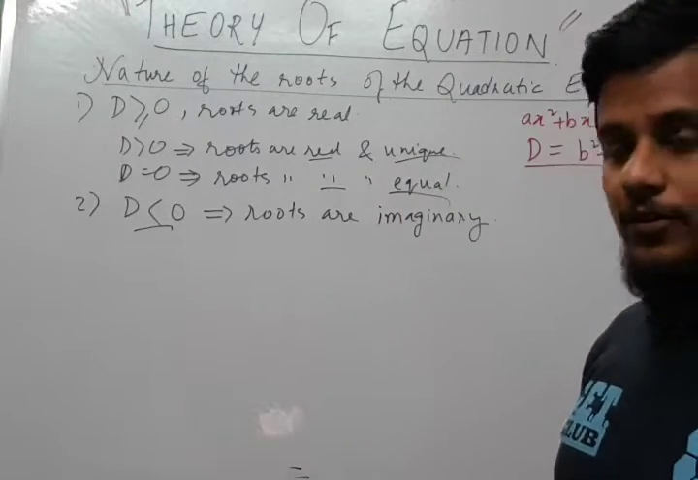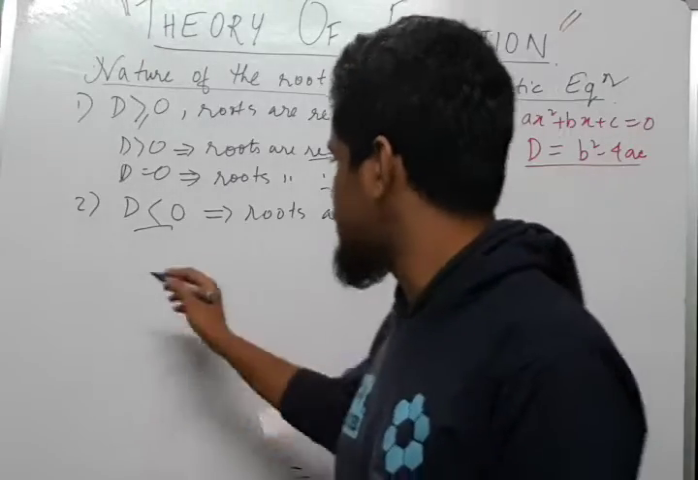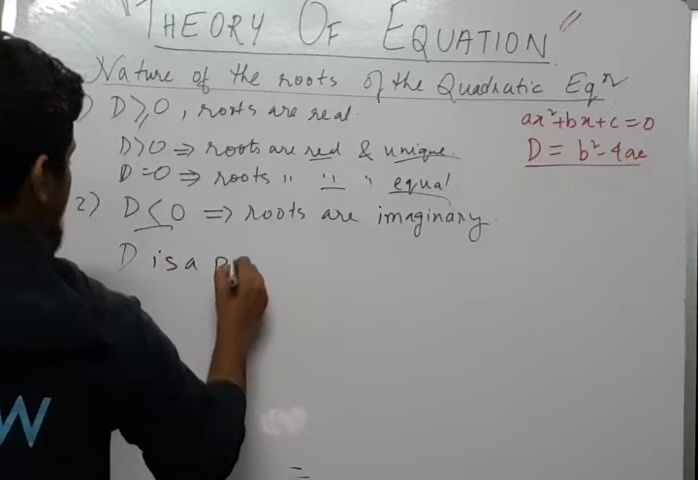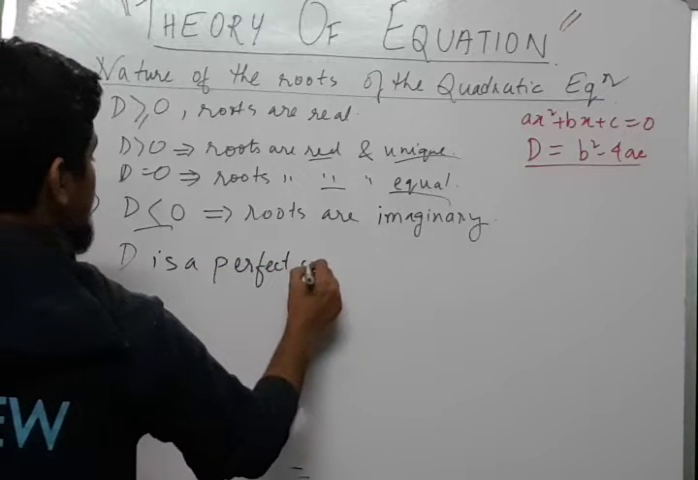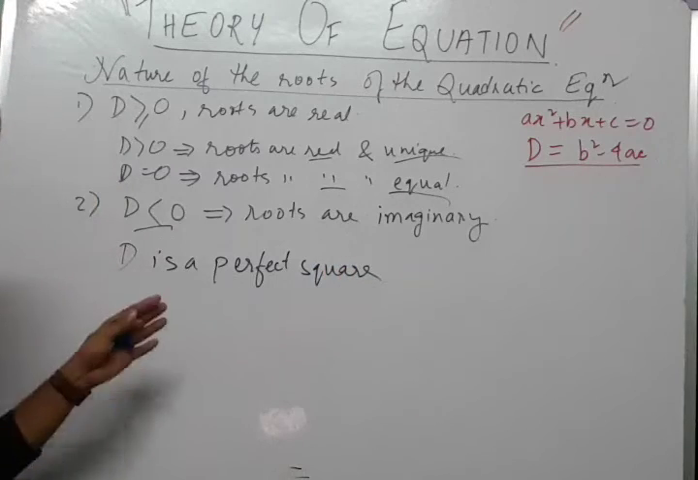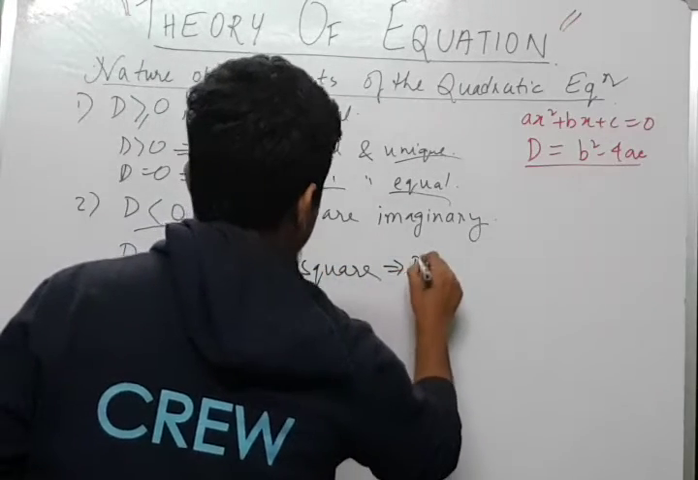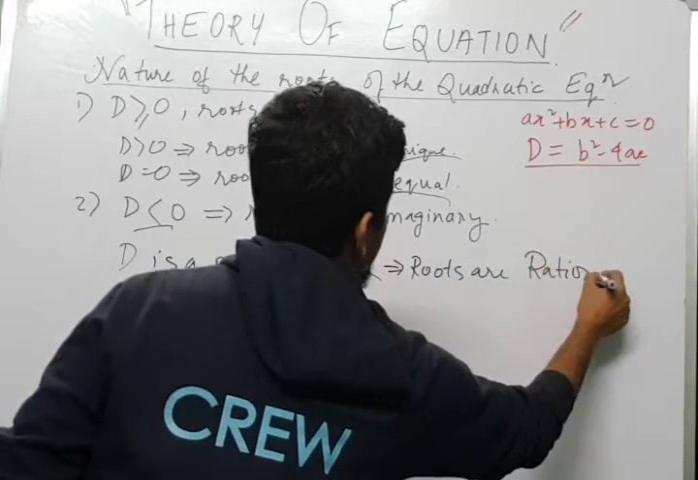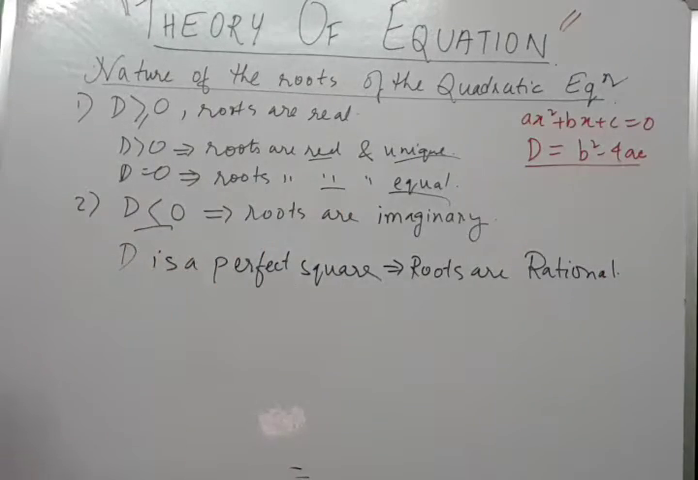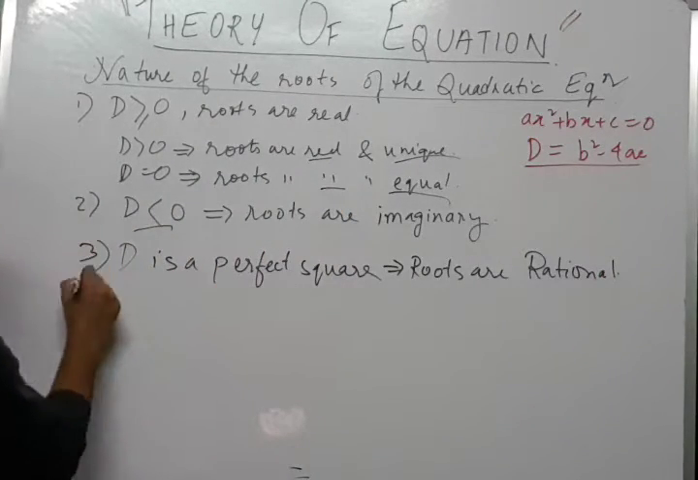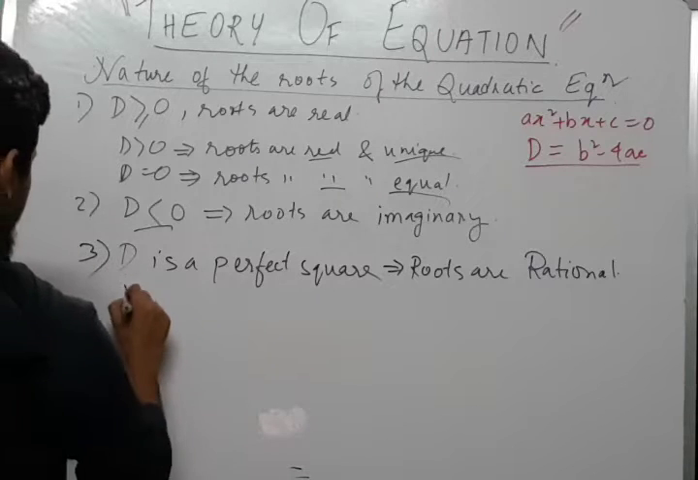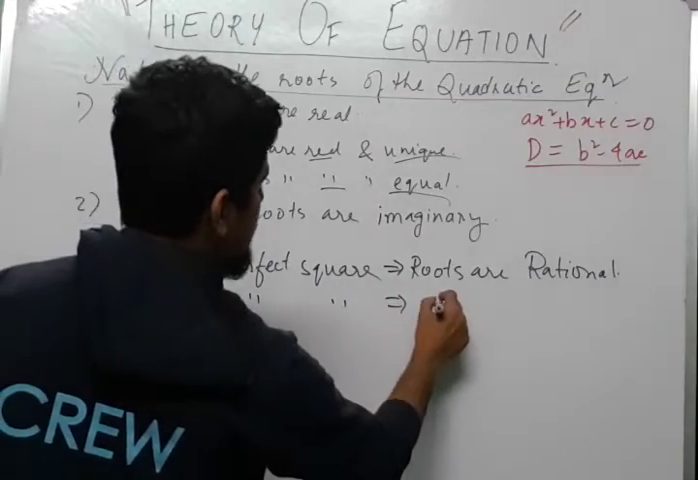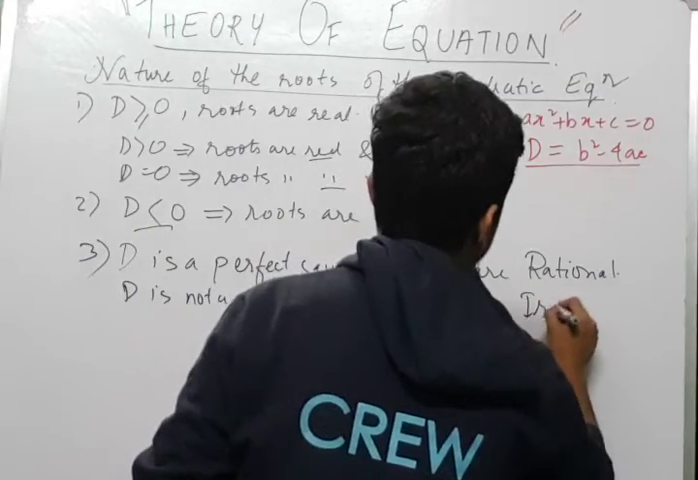So anyways, let's continue with our discussion of the nature of roots. Now, what happens if D is a perfect square? If D is a perfect square, that will imply that the roots are rational. If the discriminant is a perfect square, then the roots are rational. This is one more condition. And another condition is that if D is not a perfect square, in that case roots are irrational.